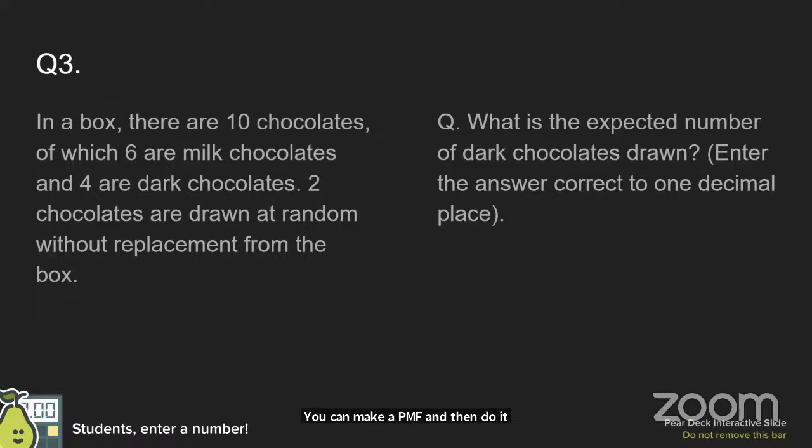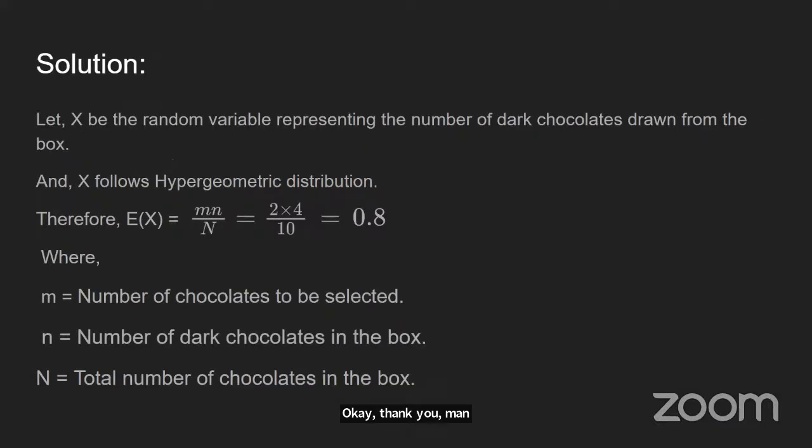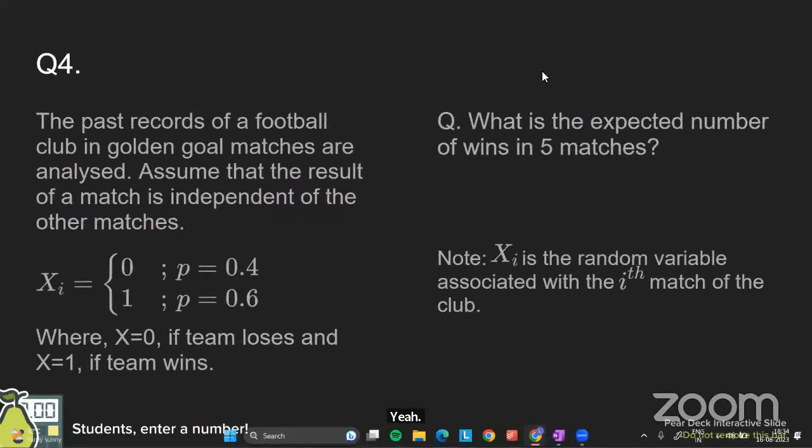Previously I got a question regarding the difference between binomial and hypergeometric. In a binomial, the selection will be with replacement, but in hypergeometric it will be without replacement. That's the only difference. Okay, thank you, ma'am.